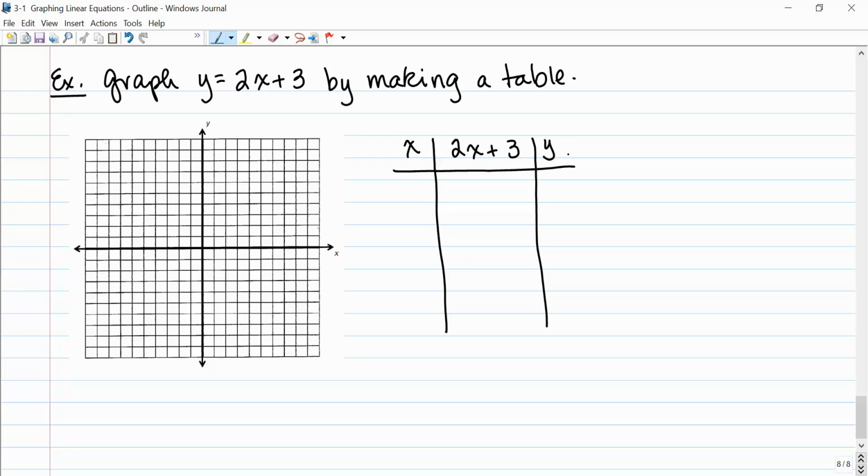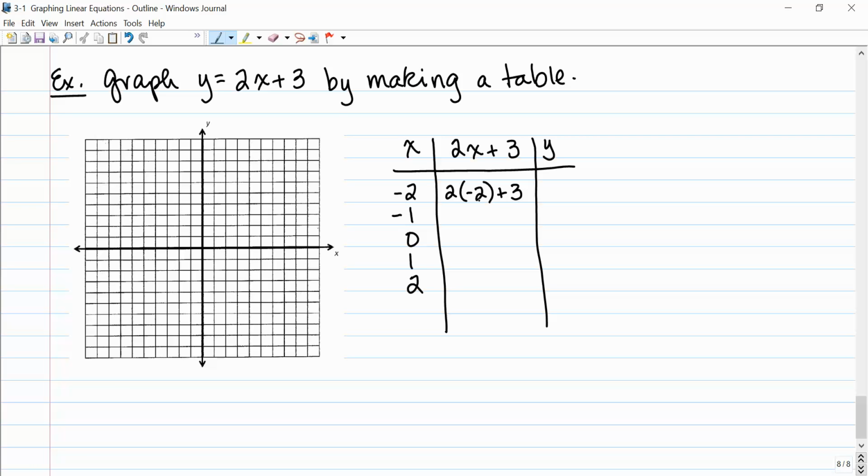So I'm going to pick 5 values of x. I'm going to use -2, -1, 0, 1, and 2. That's nice. They're easy. They're small numbers, and it gives me some negative, a 0, and some positive numbers. So since x is my independent variable and I could choose those, I'm going to plug those in for x. So I'll start by plugging in -2 in for x. And since y equals 2x plus 3, this is going to tell me what y is.